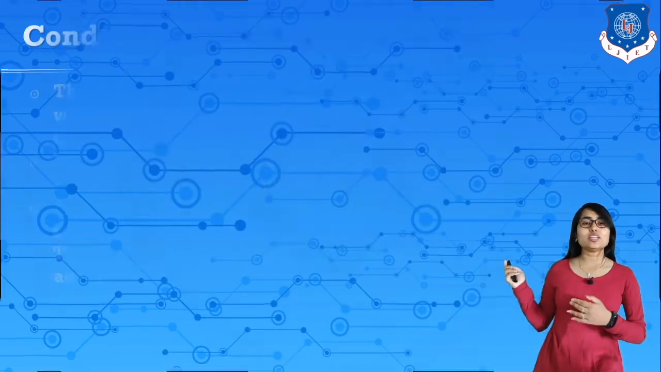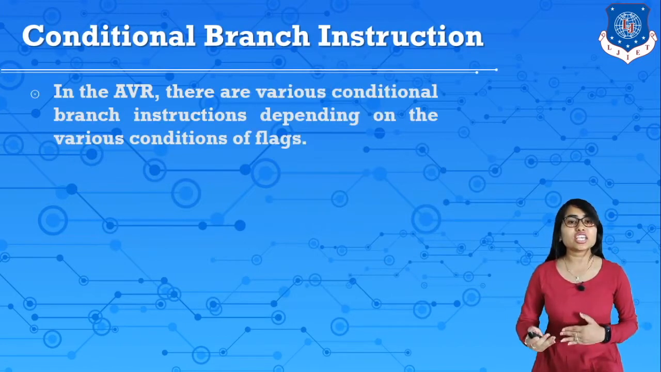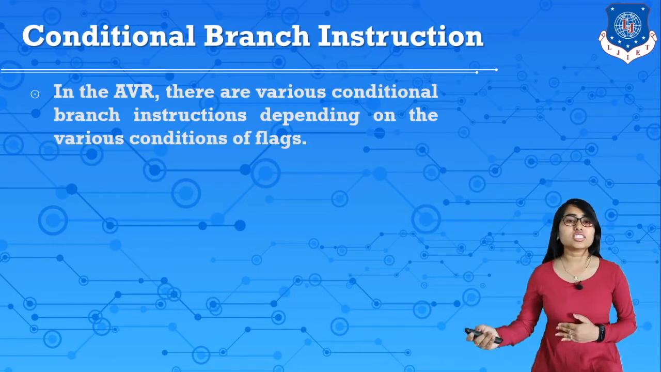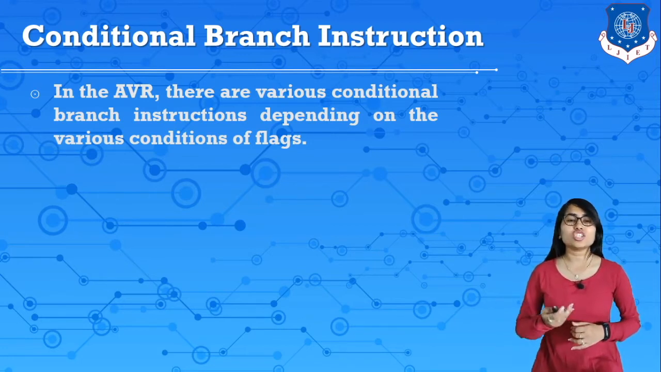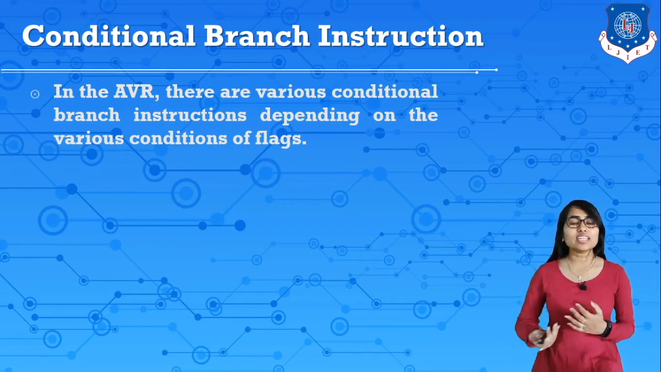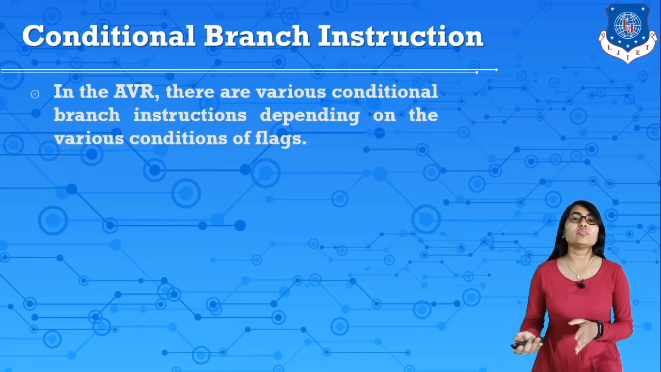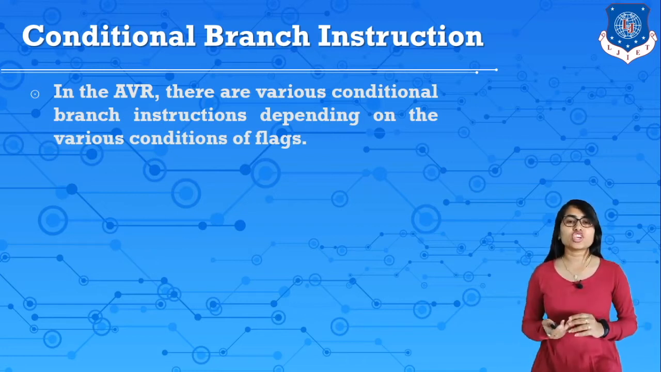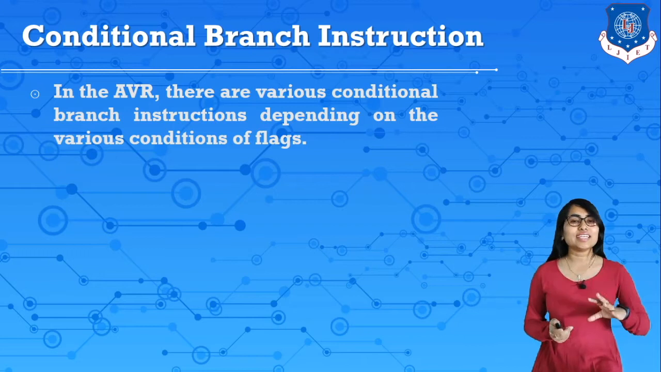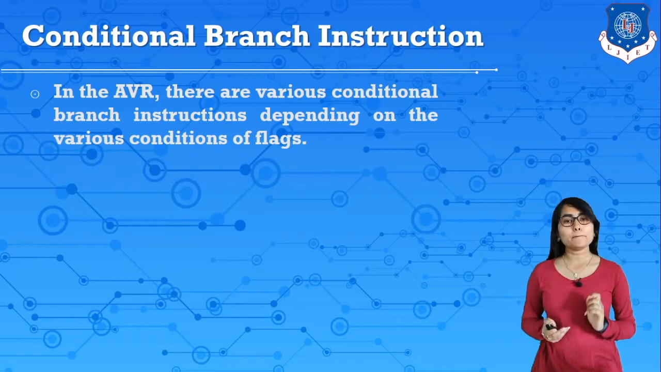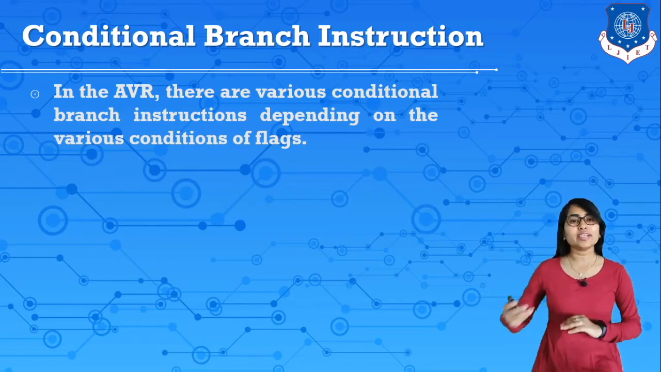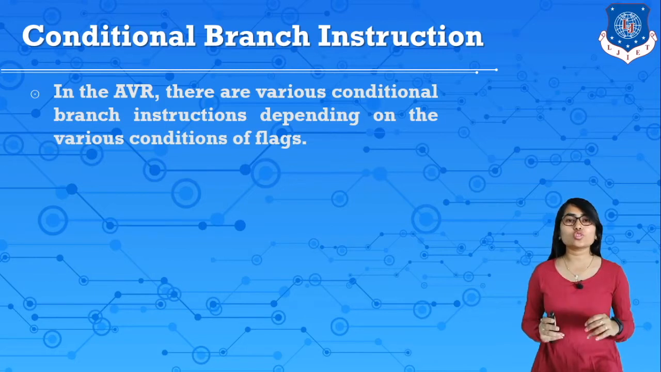These conditional branch instructions are executed based on the conditions of various flags. In the AVR there are various conditional branch instructions depending on the conditions of the flags. If the flag conditions are met, then the instruction is executed, otherwise it fetches the next instruction of the program counter. If there is no match of conditions, then the next line is going to be executed.